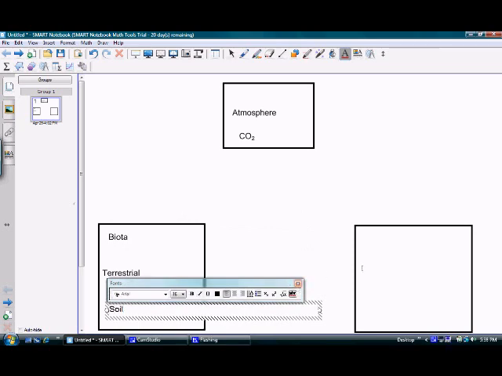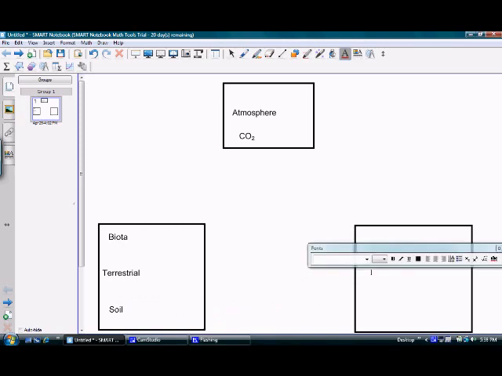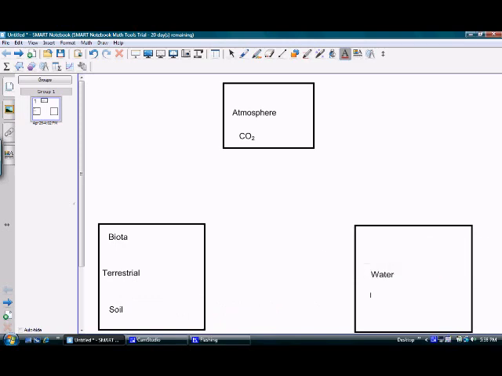The third pool is the water pool. To move carbon from one pool to another, you use a process called a flux. And there are many different fluxes to move carbon from one pool to another. The size of the fluxes also varies. The first flux we'll talk about is photosynthesis.